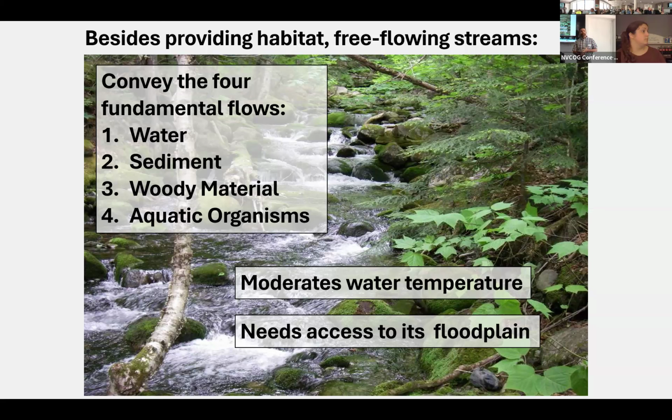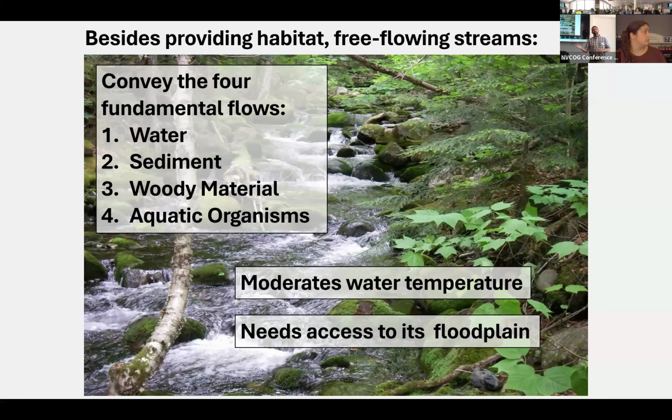In addition is woody material, thought to be kind of a nuisance, but really it's a critical element of a natural stream channel for stream ecology. It provides a lot of resting habitat, creates dynamic hydraulic habitats in the channel, and of course, aquatic organisms are moving up and downstream. So those are the 4 fundamental flows that a natural stream needs to convey, and those are the things we need to be thinking about when we're designing these crossings.